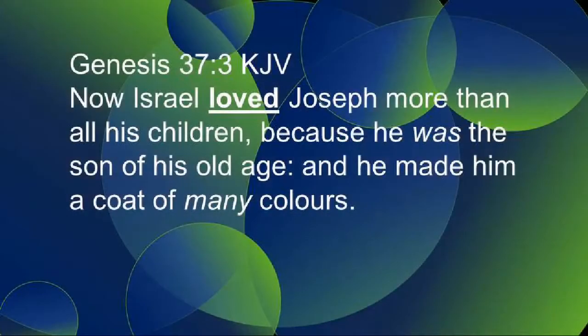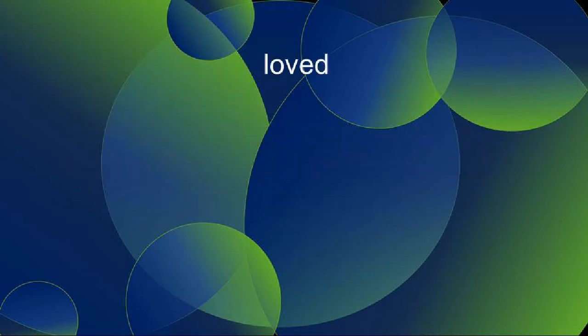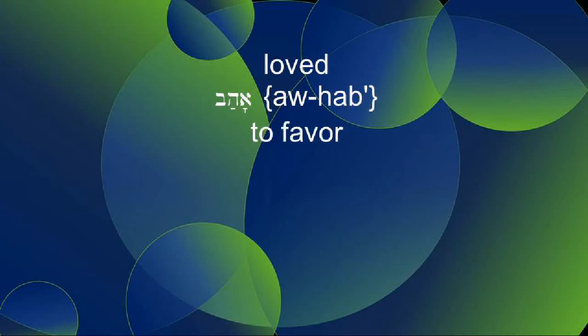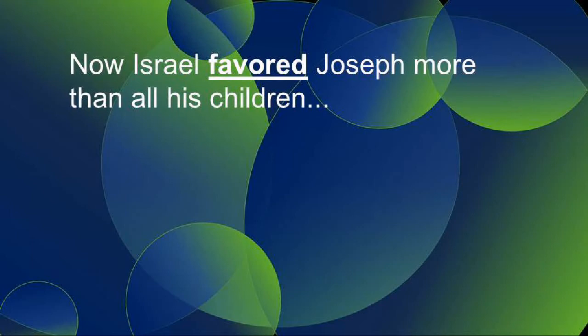Now, Israel loved Joseph more than all his children because he was the son of his old age, and he made him a coat of many colors. Now, 2 weeks ago, I had you underline the word loved. Love is translated from the Hebrew word ahab, and it literally means in this context, to favor. So what verse number 3 is saying is this. Now Israel, talking about Jacob, God changed his name to Israel. Now Jacob favored Joseph more than all his children.